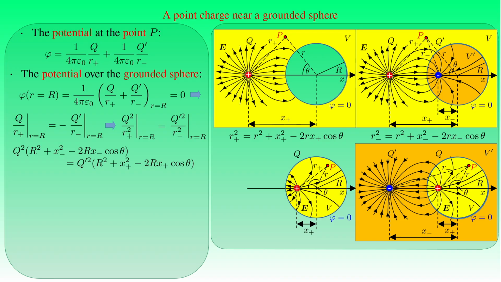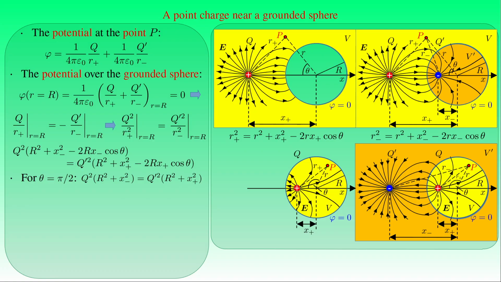This is a general condition which holds for any angle theta. Then it must be true for a given value of theta as well, and we can choose some convenient value to reduce the equation to a simpler form. For theta equals pi over 2, cosine theta vanishes and the condition becomes the equation stating that q squared times the sum of capital R squared and x sub minus squared is equal to q' squared times the sum of capital R squared and x sub plus squared.